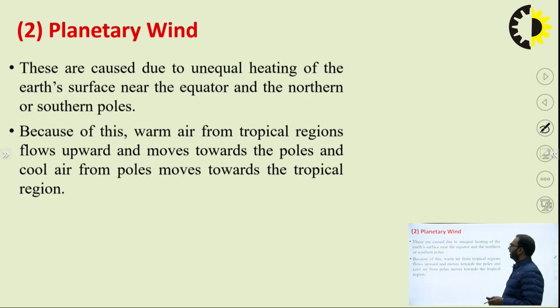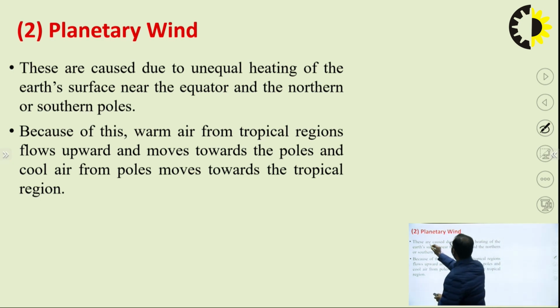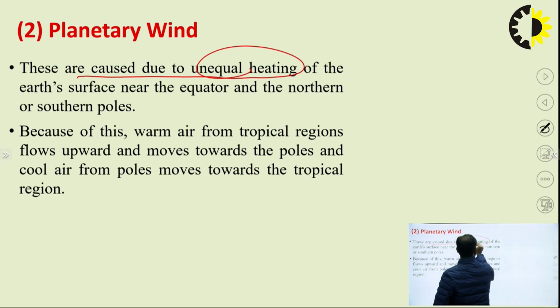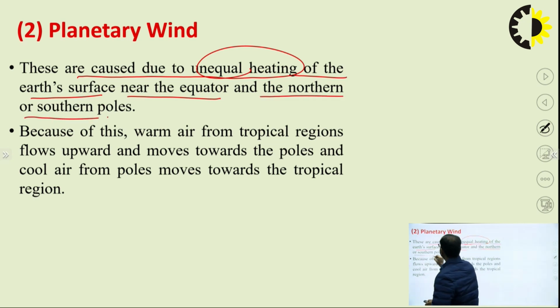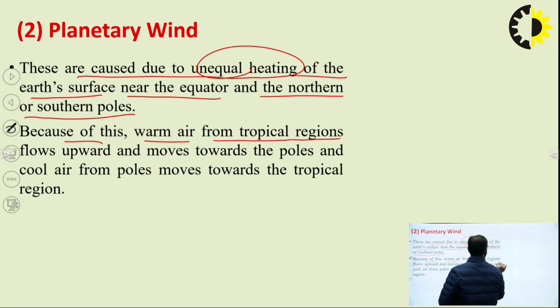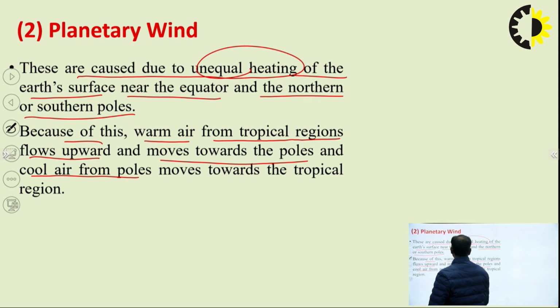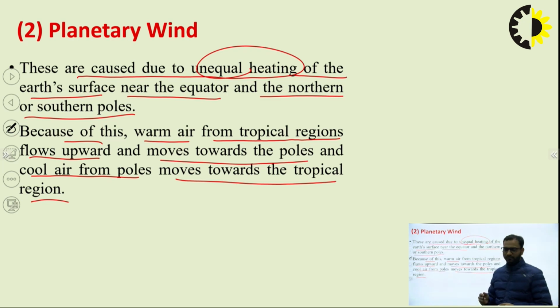Then the second type of wind is planetary wind. What is planetary wind? These are caused due to unequal heating of the Earth's surface near the equator and the northern or southern poles. Because of this, warm air from tropical regions flows upward and moves towards the poles, and cool air from the poles moves toward the tropical region. So due to this, wind is flowing, and this type of wind is called planetary wind.